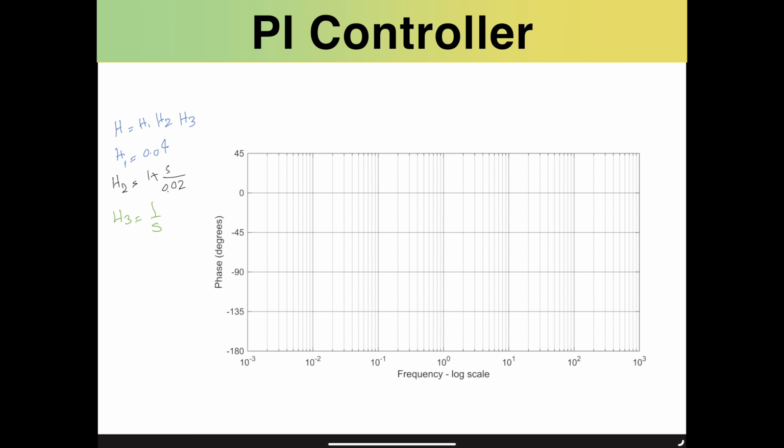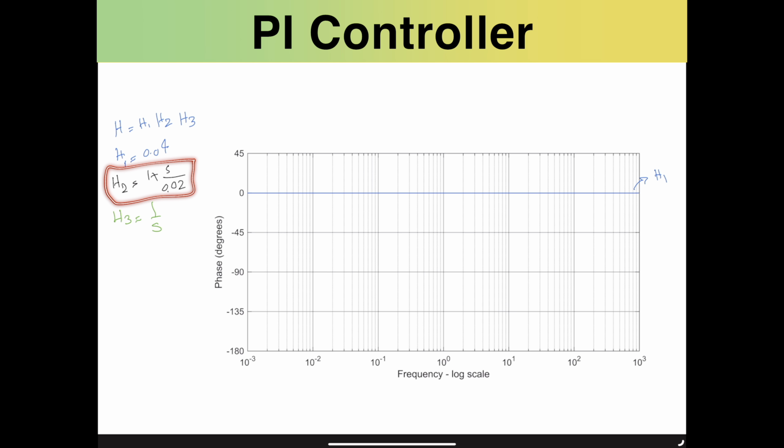So now let's start working on the phase diagram, though. Again, we're dealing with the same set of H transfer functions, and we need to, again, plot the phase diagram of each separately and then sum them up. Starting with the first one, since this is a positive number, it has a phase of 0 across all frequencies, regardless of the frequency value. So I'm drawing H1 as 0 phase, regardless of the frequency.